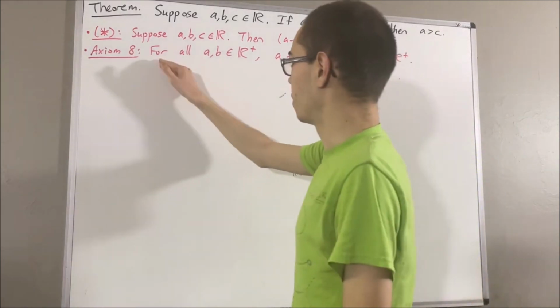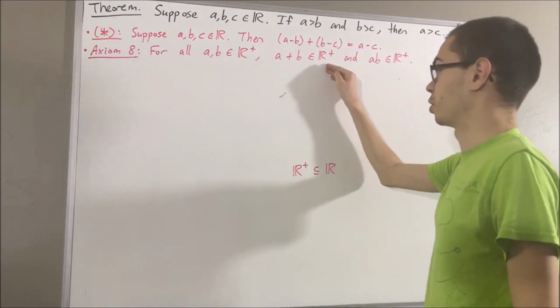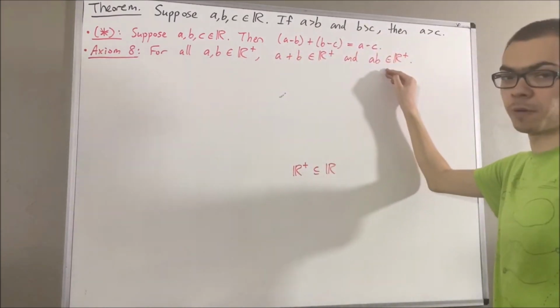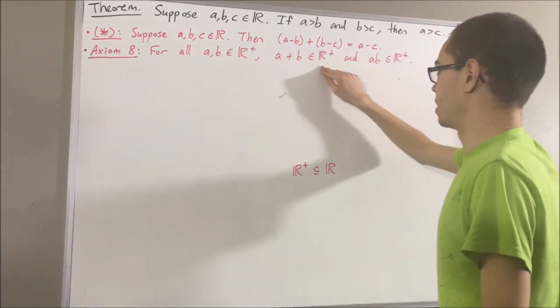Axiom 8 tells us, for all positive real numbers A and B, we have A plus B is a positive real number, and A times B is a positive real number. Now, in proving this theorem, we're only going to need to use the fact that A plus B is a positive real number.